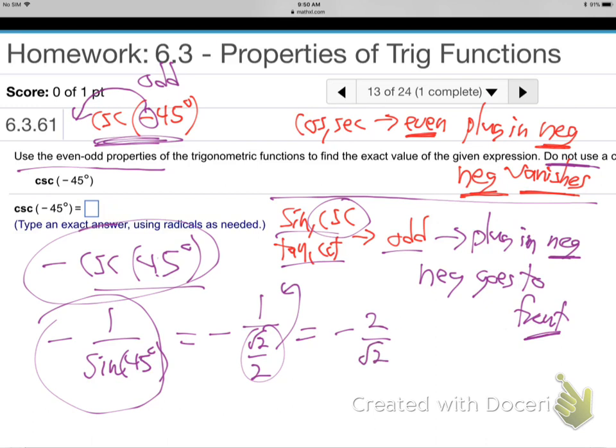Cannot have a root in the bottom. Multiply top and bottom by root 2. Negative 2 root 2 over plain 2. Right, at the bottom, root 2 times root 2 is 2. The 2's cancel. Negative root 2.